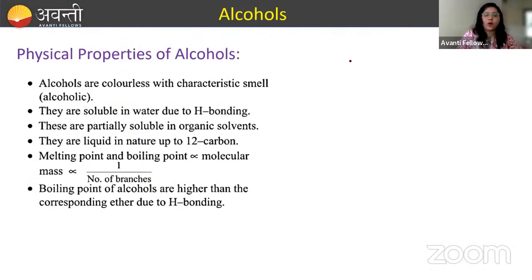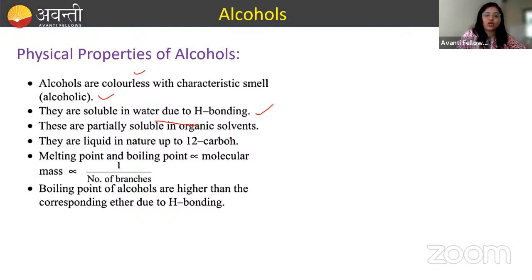So what are the physical properties of alcohol? Alcohol is colorless with a characteristic smell. You must have heard of the smell, or you must know that alcohol has a characteristic smell. They are soluble in water due to hydrogen bonding. They are very, very soluble in water because hydrogen bonding takes place.